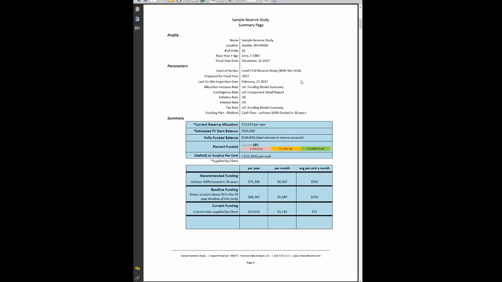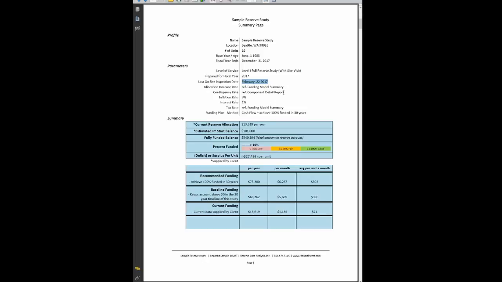The year it was prepared for, important just because it impacts the mathematical models, and the board will be making decisions for whatever fiscal year this reserve study is completed for. Last on-site inspection date, that's just when we were last on-site to do an actual site inspection.